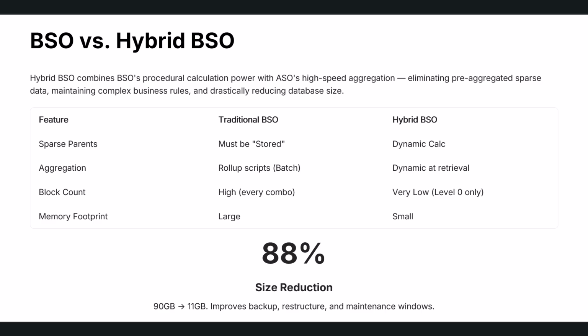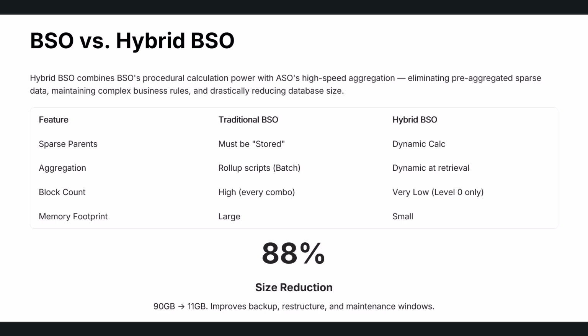So for this slide, let's compare traditional BSO with hybrid BSO directly. In traditional BSO, sparse parents usually must be stored. That means if we have entity or product parents, when we run the roll-up batch, which uses scripts like AGG or CalcDim to populate those upper level totals, every parent combination potentially creates extra blocks. So the block count is high and the memory footprint will be very large.